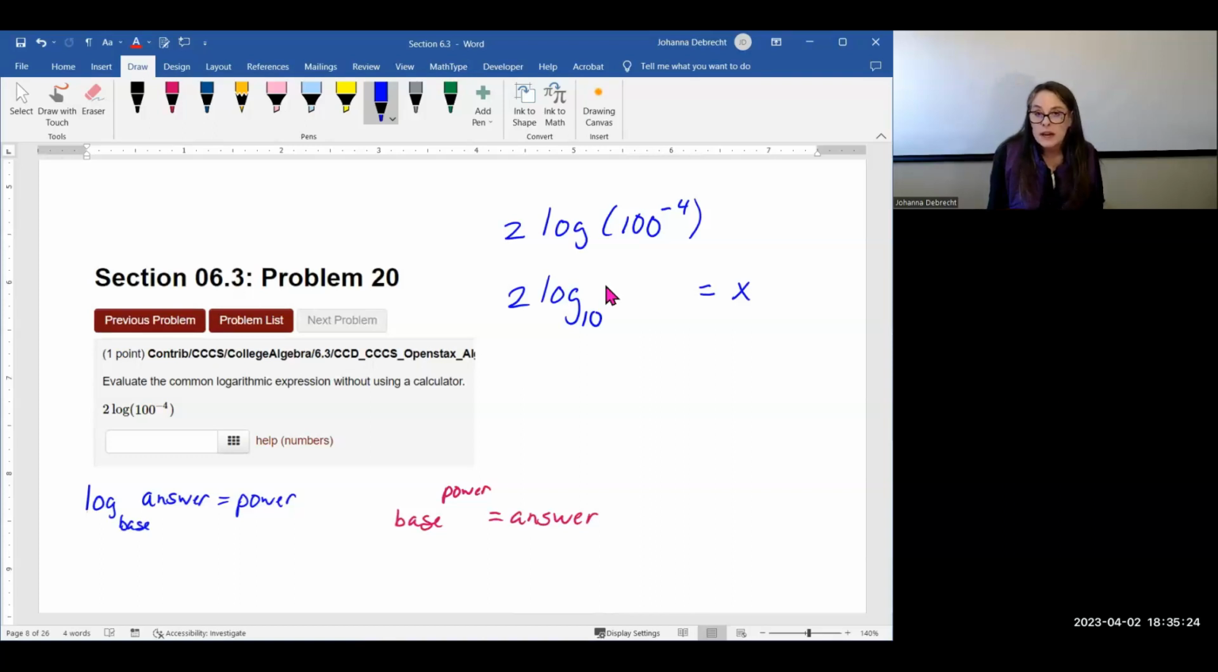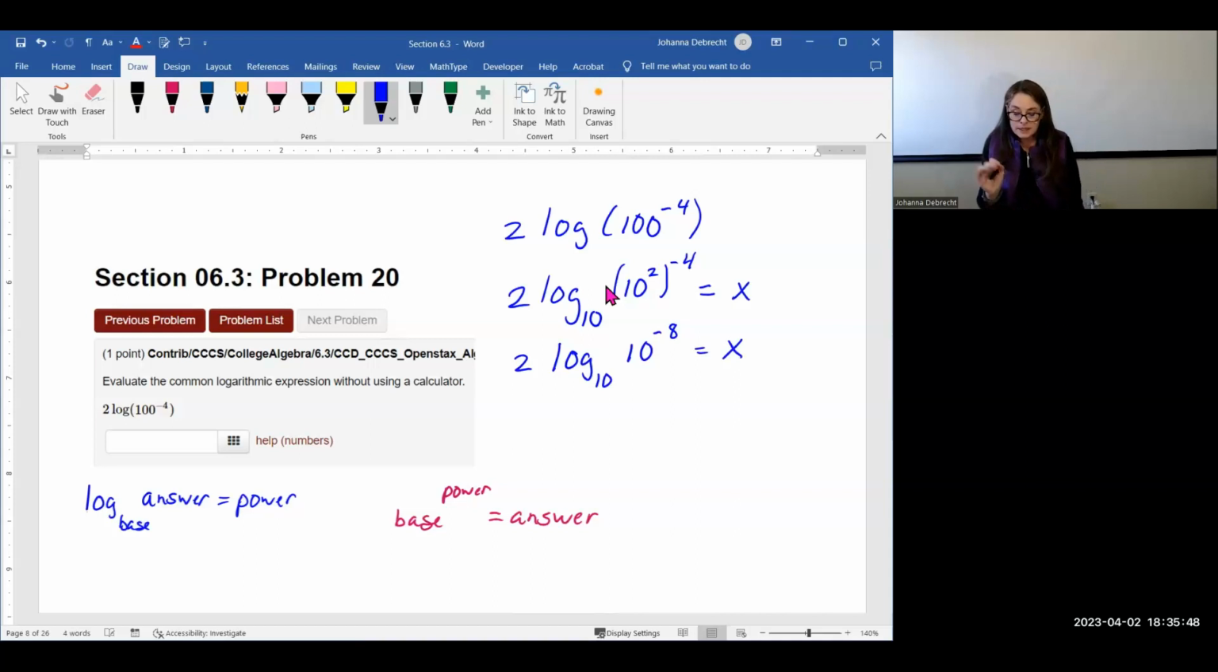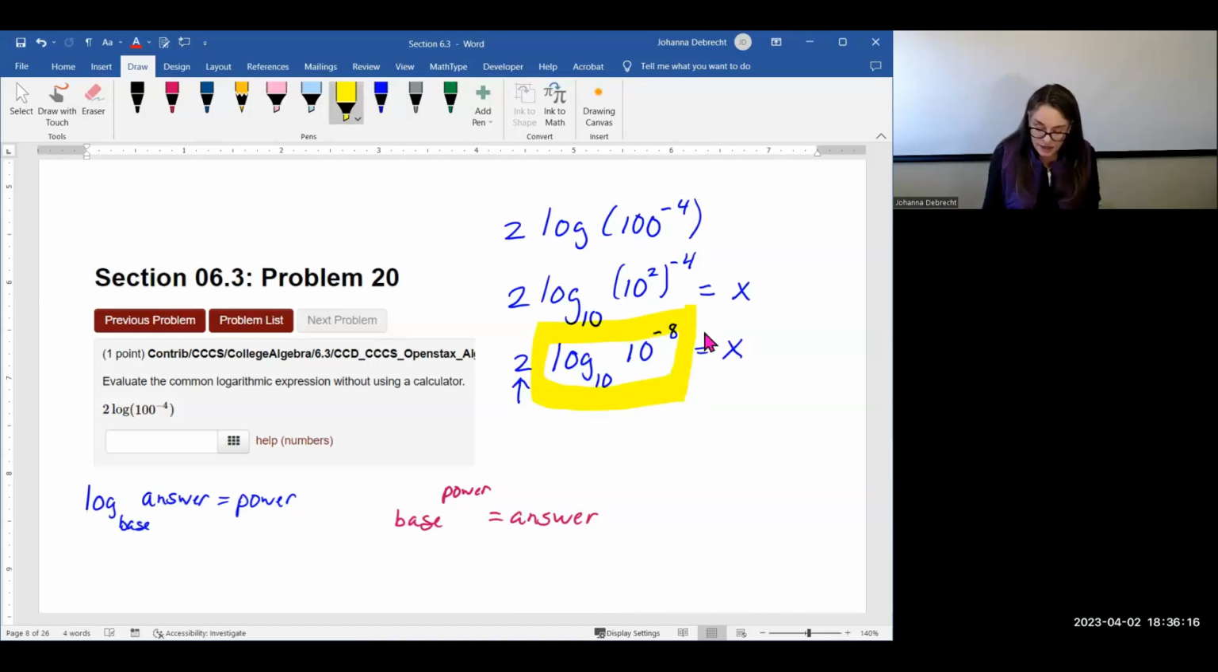Now, what about this 100 to the negative 4? I know 100 is a power of 10. So I'm going to rewrite 100 as 10 squared, then raise that to the negative 4. One base, 2 powers. Exponential rules tell you that you will multiply the powers. So this gives me 10 to the negative 8 equal x. Now it's tempting to say, oh, well, then it's negative 8. But the problem is this 2 that you see right here out at the front. So whatever we get out of the logarithm, it's going to double it. Now you could divide by the 2 and then evaluate using exponential form, or you can use the property of logarithms that says this part right here is going to be a negative 8. And then I can take the negative 8, multiply by 2, and I'll get negative 16.